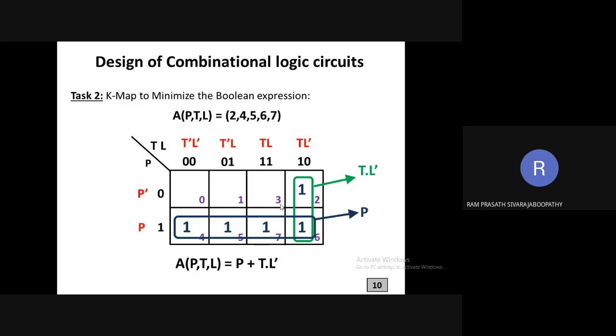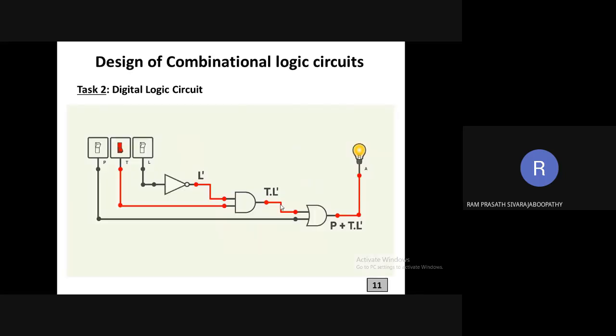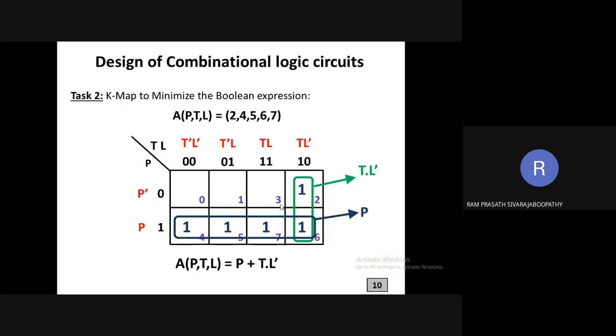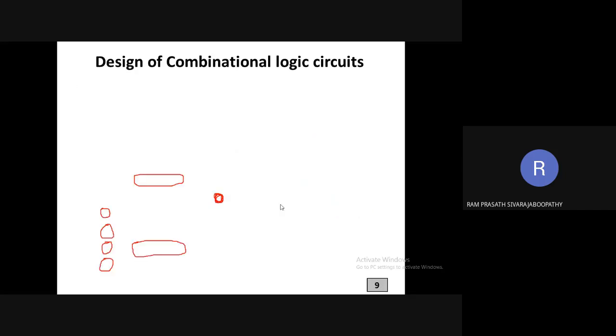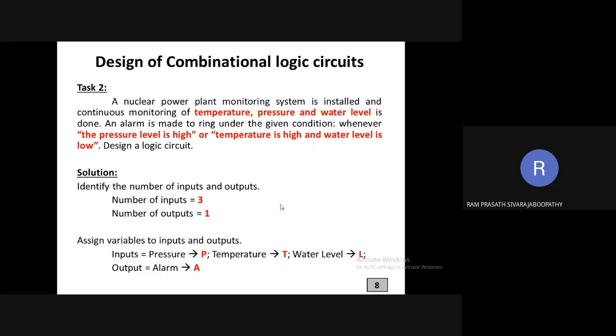So P plus TL bar is the final expression. So this is the circuit. Clear? If you want to take a screenshot, then I will move to the next slide. If you want some time to take a screenshot, kindly tell me. I will stop and you can take a screenshot. Shall I move to the next slide? Slide number 8. Kindly take a screenshot.